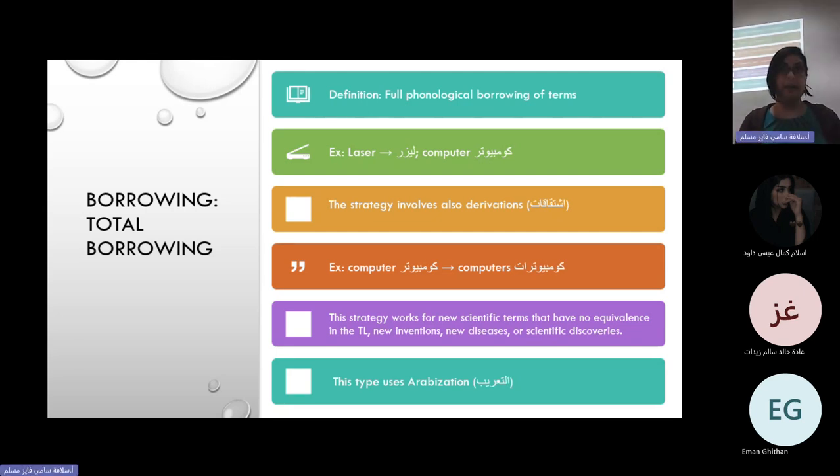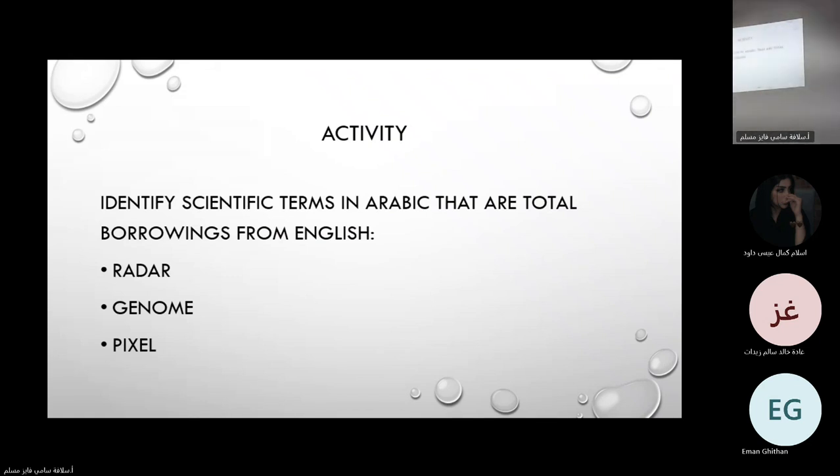Because we write it in Arabic with Arabic words as we spell it. Okay? That's why we use Arabization, which uses Arabic letters. Like this one, computer, computer. Okay? We use Arabic letters.